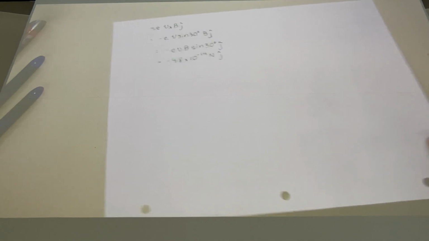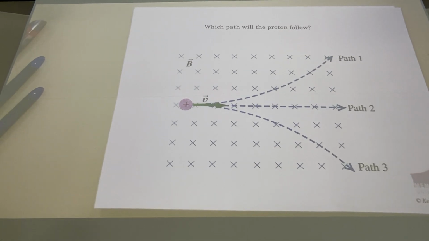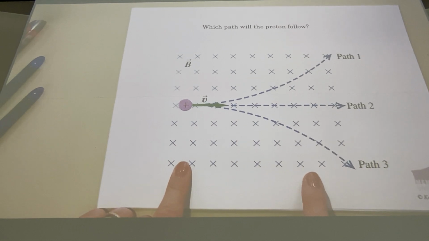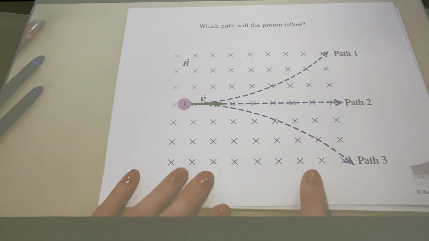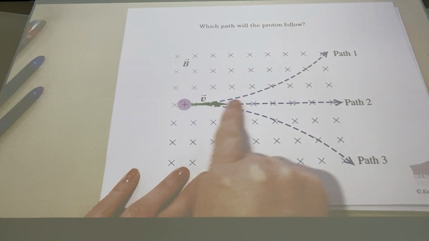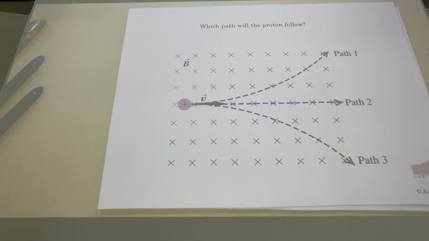Any questions? So let's say we have a proton and it's shot into a magnetic field that points into the page. What is the motion going to look like? Is it going to swerve up? Is it going to go straight? Or is it going to swerve down? I'll give you a second to think about it, and we'll see what you can decide.